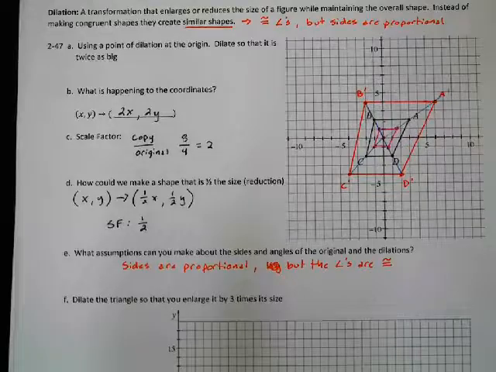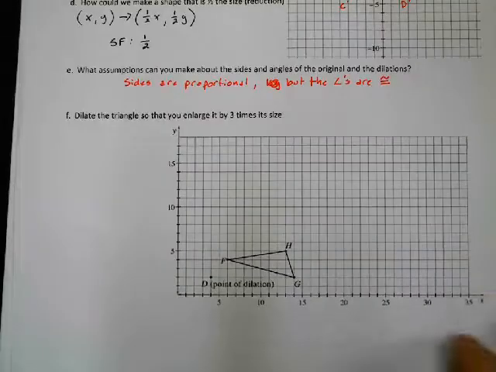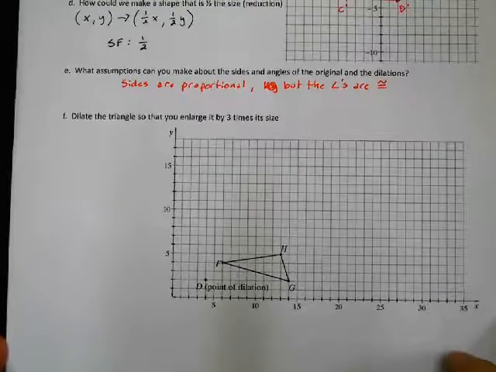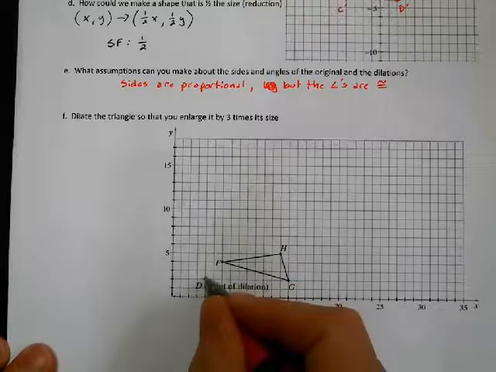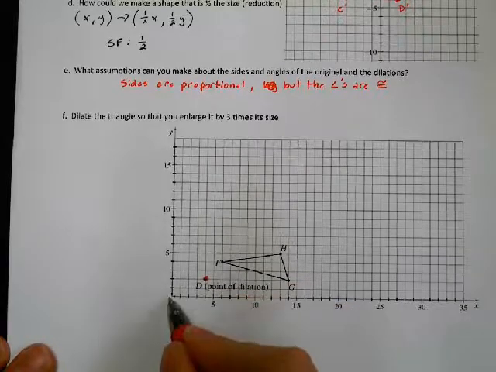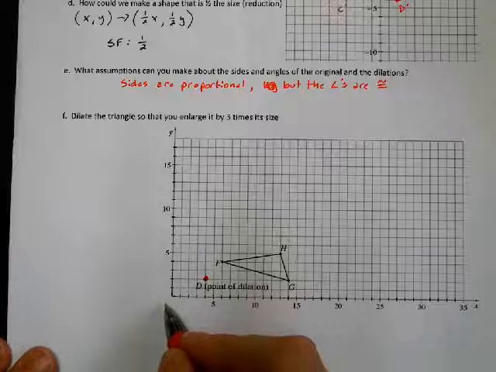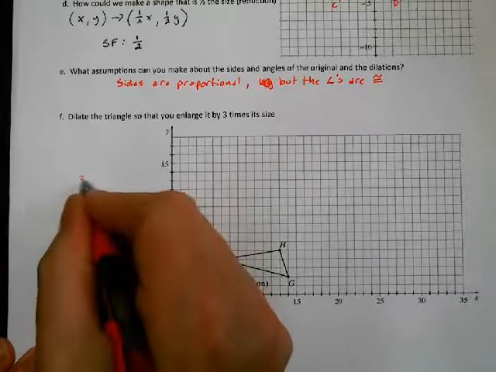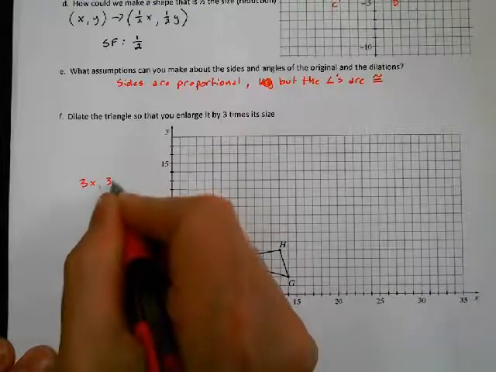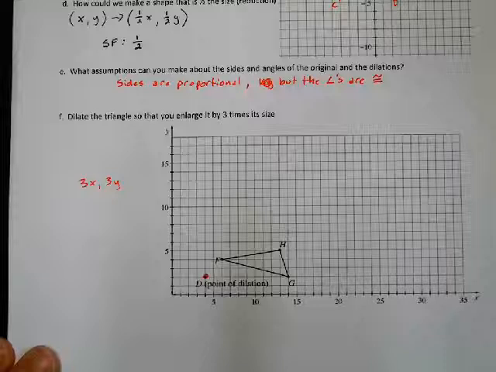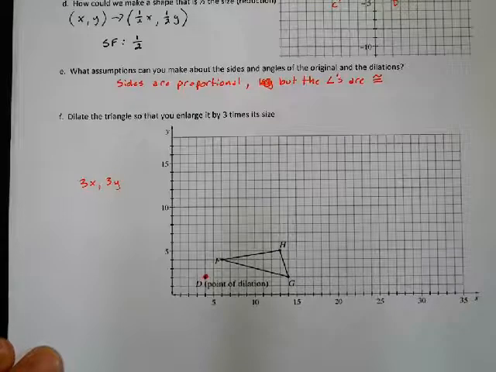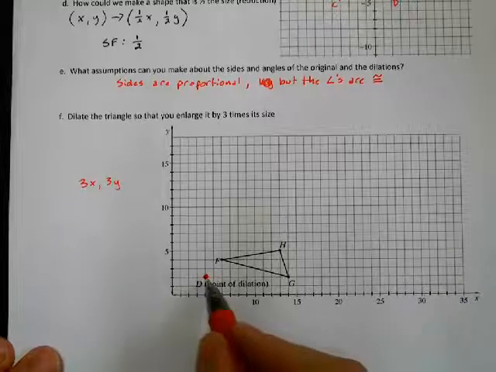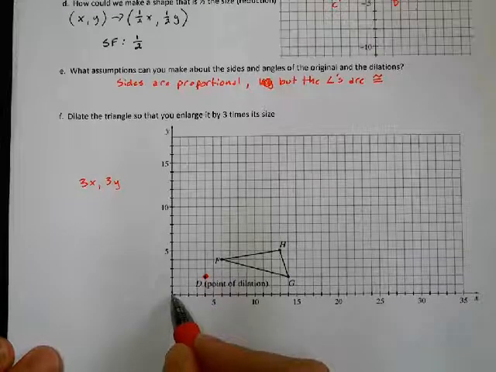All right, back to this one. We're going to enlarge this one by 3 times its size, but now our point of dilation is here, not at the origin. So when it's not at the origin, you can't just do 3x comma 3y. It's not possible. Can't do that. There's other things that you could do with the coordinate notation for this. I'm not going to show you because it'd be confusing. I mean, what I could do is I could move it back to here, then enlarge it, and then move it back. And we're not going to do that.